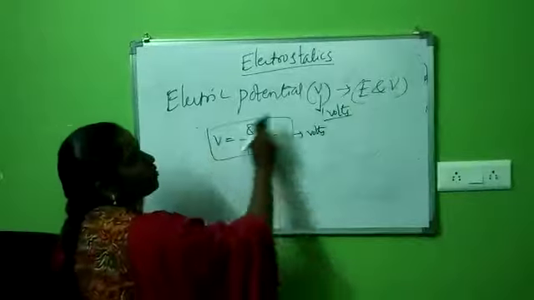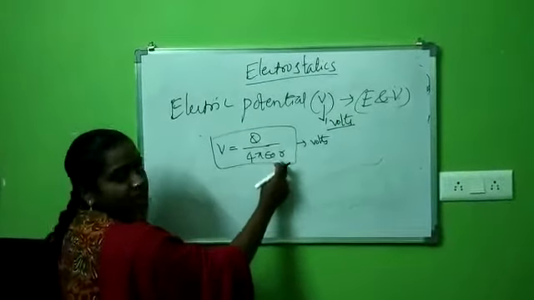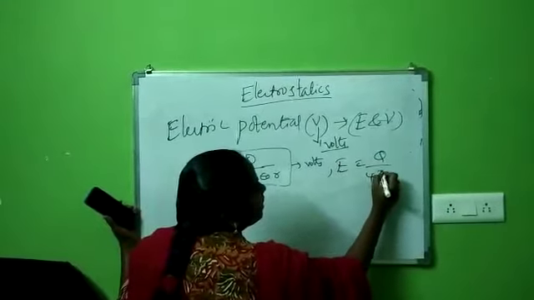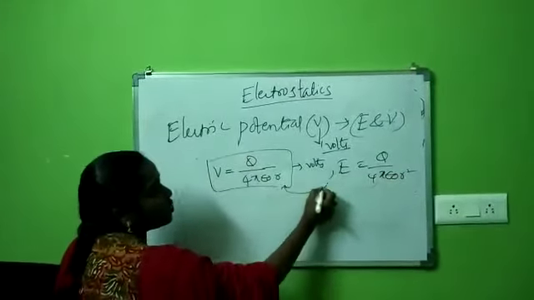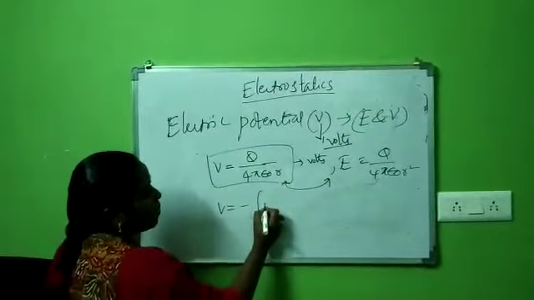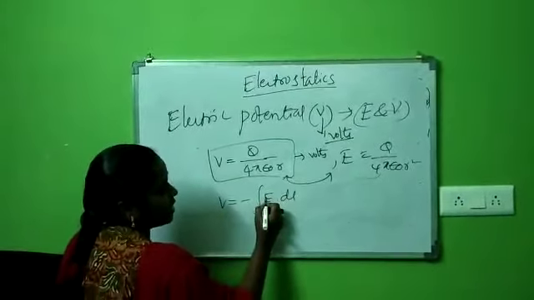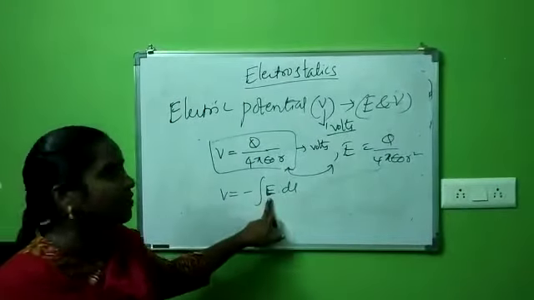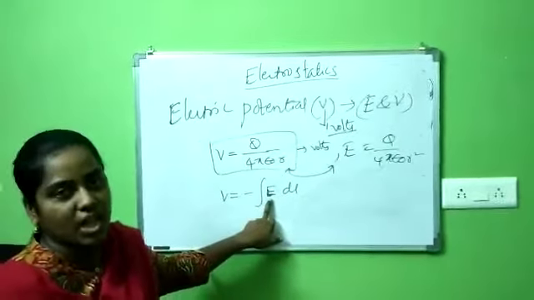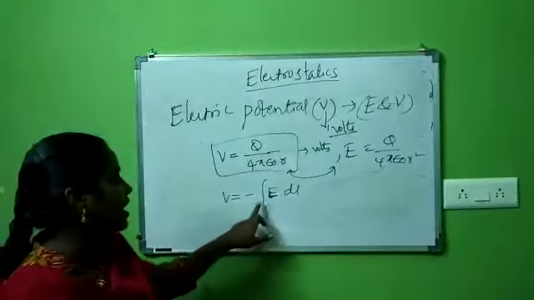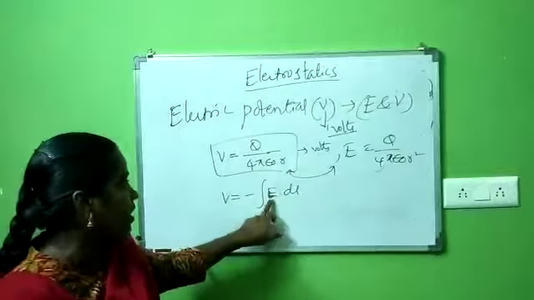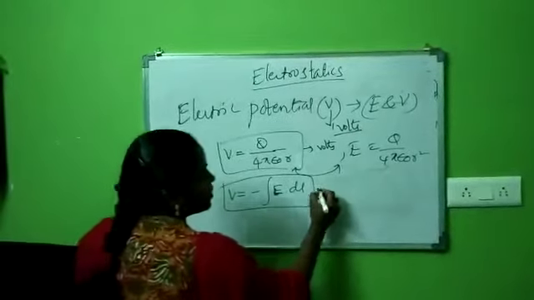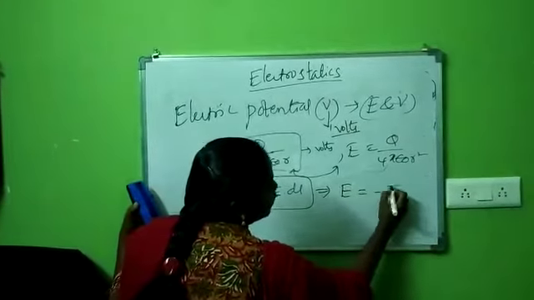Now, what is the relation between E and V? V equals Q by 4 pi epsilon naught R, and E equals Q by 4 pi epsilon naught R square. From these two equations you can write V equal to minus integral of E dot dl. This negative sign indicates that the potential and the electric field act in opposite directions. So you can write V equal to minus E dot dl. And from this you get one important equation, E equal to minus del V.